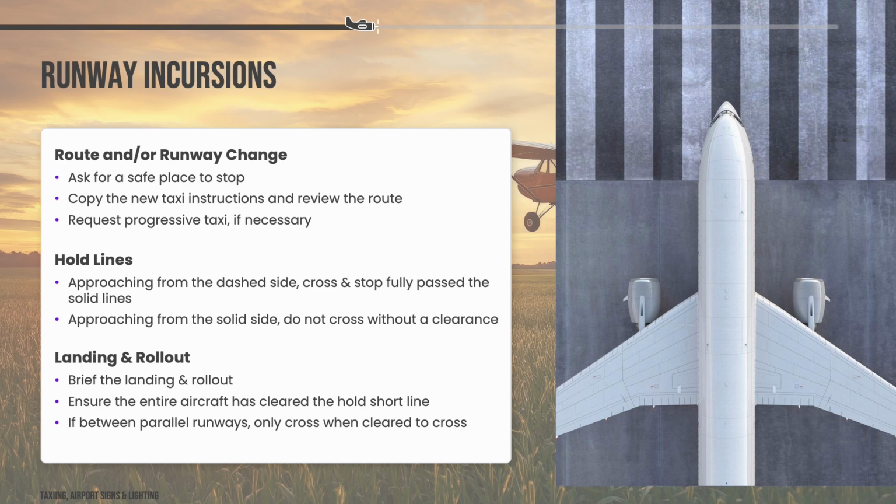Okay. Landing and rollout. Brief the landing and the rollout procedure that you're planning on doing. Okay, ensure the entire aircraft has cleared the hold short line. And then if you're between parallel runways, only cross when cleared to cross.